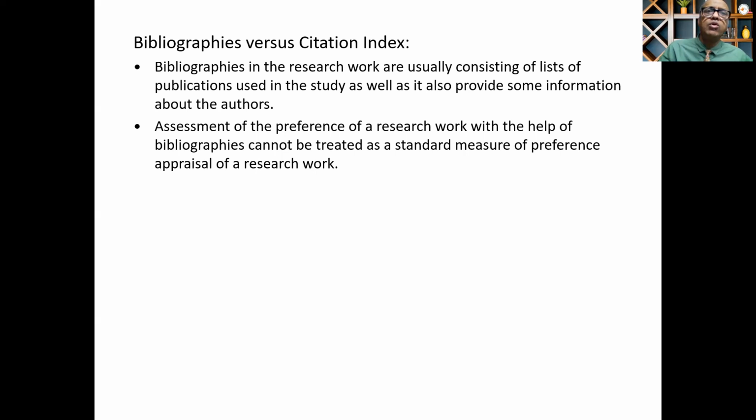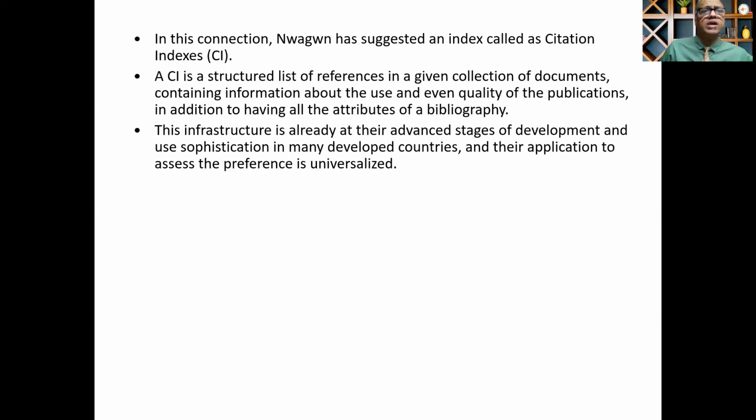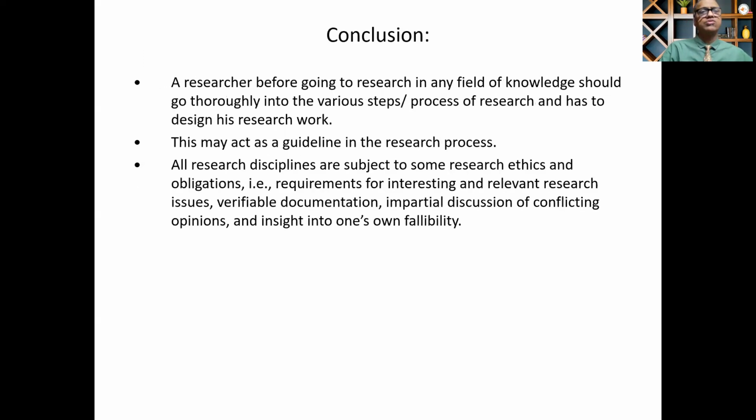A bibliography in research work usually consists of a list of publications used in the study, and it also provides some information about the author. Assessment of the preference of a research work with the help of a bibliography cannot be treated as a standard measure of appraisal of a research work. In that case, citation will be there, instruction will be there, and the processes will be there.